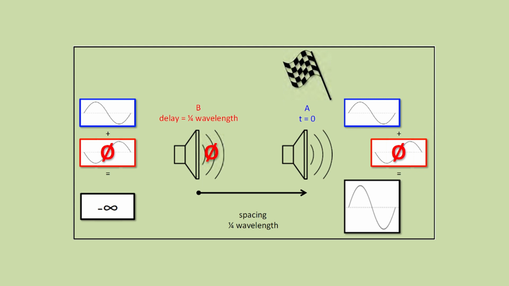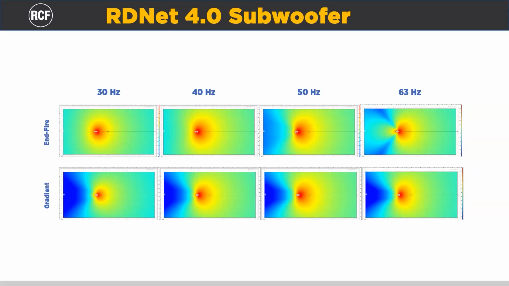Conversely, compared to the end-fire configuration, in the gradient configuration the subwoofer B is delayed, but in this case its phase is also inverted by 180 degrees. In that figure, the speakers' behavior can be compared at different frequencies, at 1/3 octave. In the gradient configuration, the directionality is more pronounced at all frequencies, while only at 50 Hz can it be compared to the end-fire configuration.